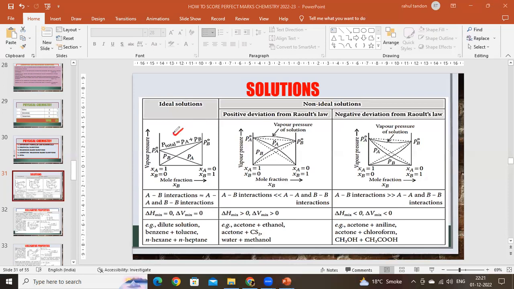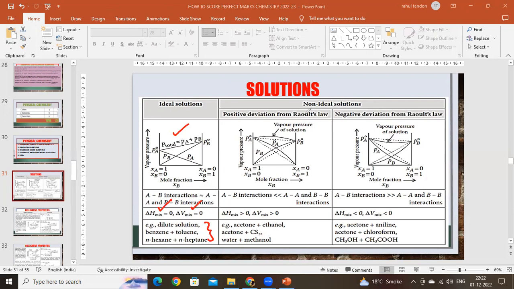So this is the graph of an ideal solution, and we are supposed to write down that when the AB interaction is equal to or almost equivalent to the AA and BB interaction, then it is called an ideal solution, where delta H of mixing and delta V of mixing are equal to 0. As such, forming an ideal solution is next to impossible, but this is only being considered.